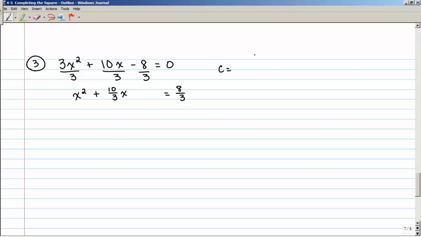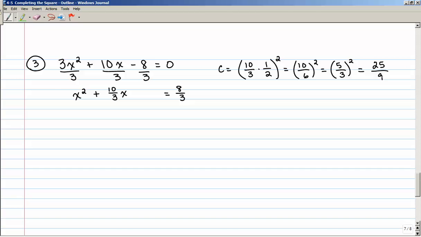So my new c is going to be 10 thirds. And half of that, remember that dividing by 2 is the same thing as multiplying by 1/2. Because remember I would take my b, which is 10/3, and put it over 2. It's the same thing as multiplying it by 1/2, and then square it. So that's going to give me 10/6 squared. Let's simplify that a little more. 5/3 squared.